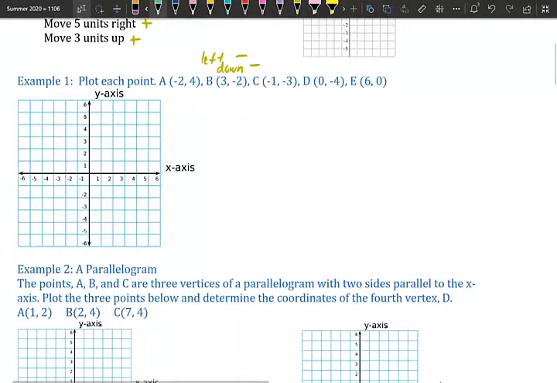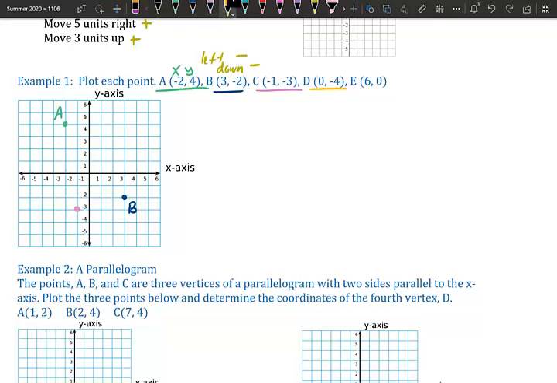Alright, let's plot points. So we're going to plot negative 2, 4. Since it's negative, remember it's left or right, then up and down, because it's x and y. So I'm going to go left 2, then I'm going to go up 4, and that's A. Now let's do B. So it's positive 3, right 3, negative 2, down 2. That's our B. Now we have C. Negative 1, so I'm going to go left 1, negative 3, down 3.